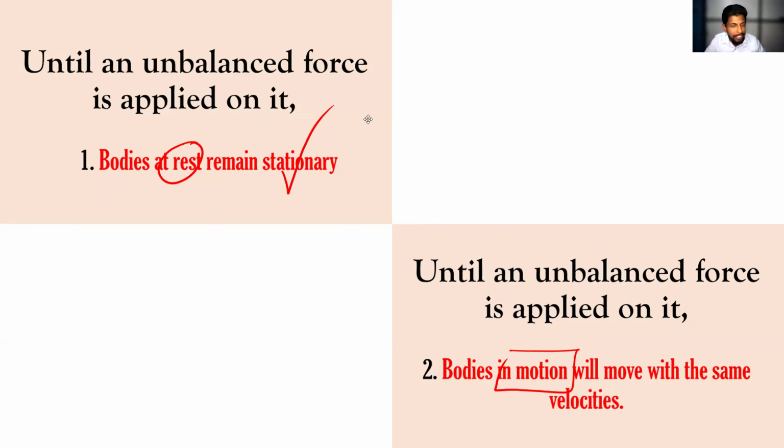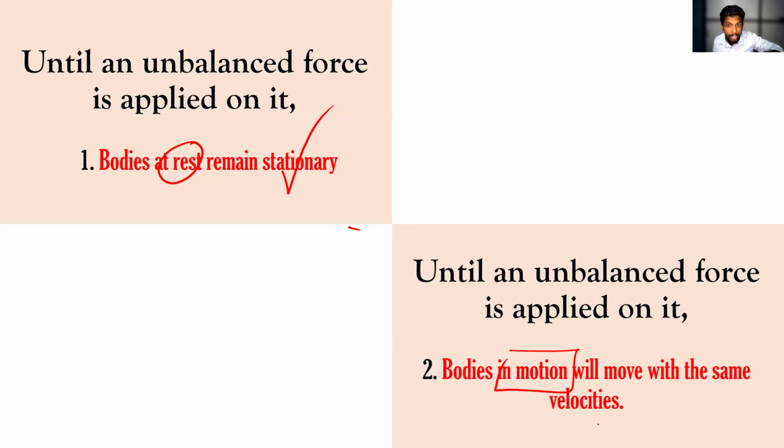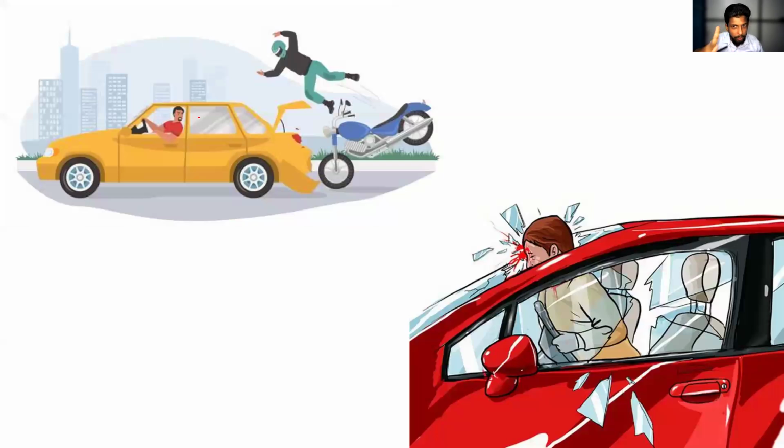Okay, so Newton's first law has been divided into two parts. Until unbalanced force is applied, the body at rest will be at rest. You can imagine a football. And also, until an unbalanced force is applied, a body in motion will keep moving. You can imagine that the ball is moving towards you and you are not doing anything for that ball. What will happen? The ball will move with the same velocity. So until unbalanced force is applied, body at rest will be at rest, body in motion will move with the same velocity. That is Newton's first law.